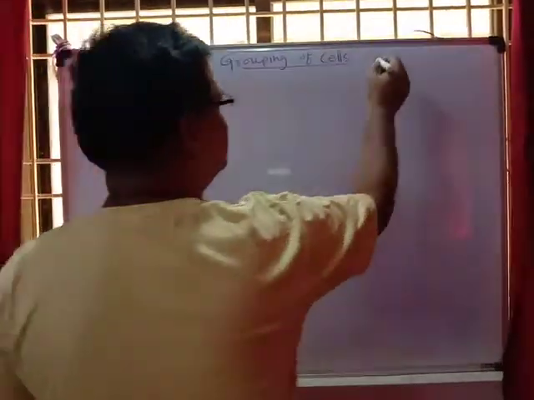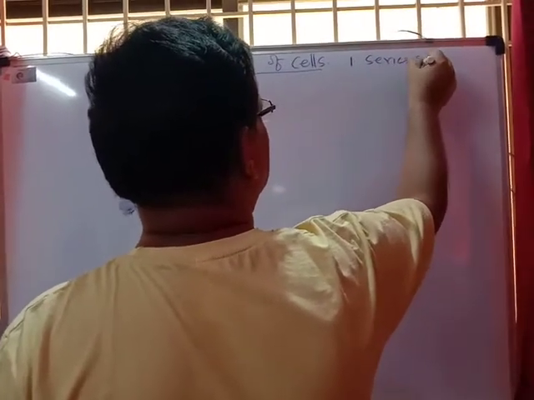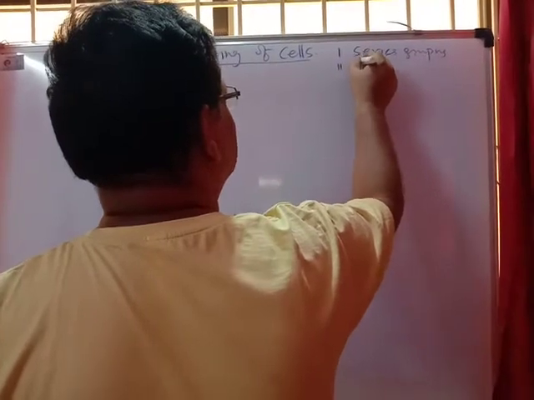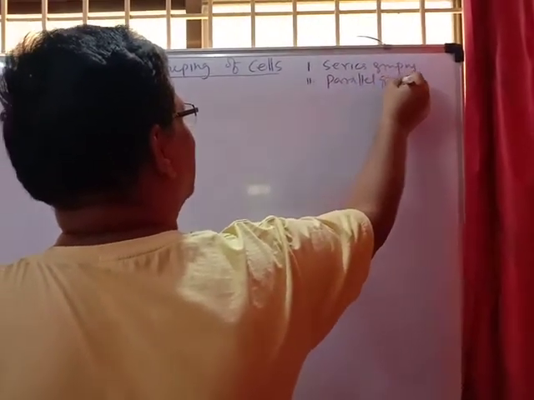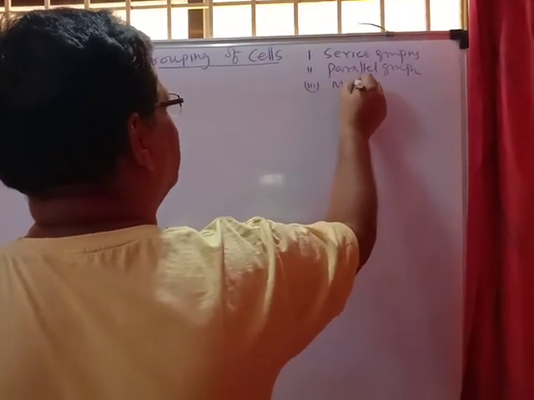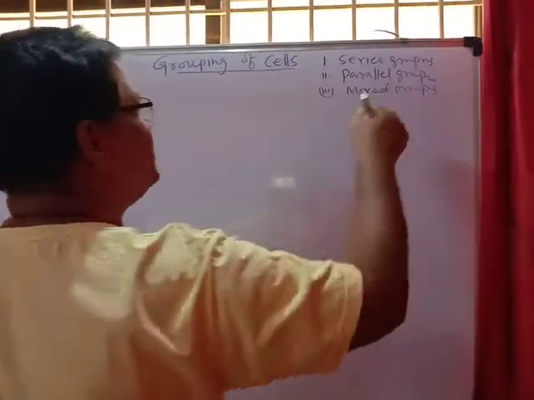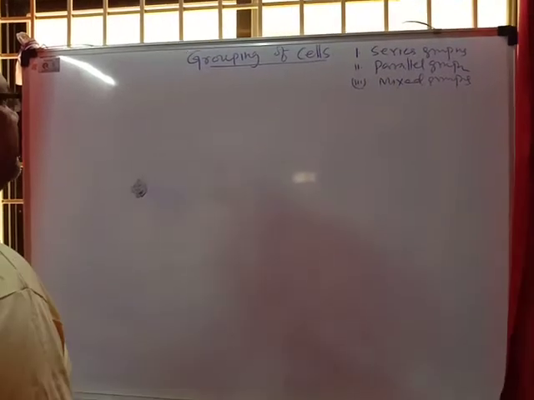One is the series grouping. The second one is the parallel grouping, and number three is the mixed grouping. In these three different methods we can group the cells. First of all, the series grouping.